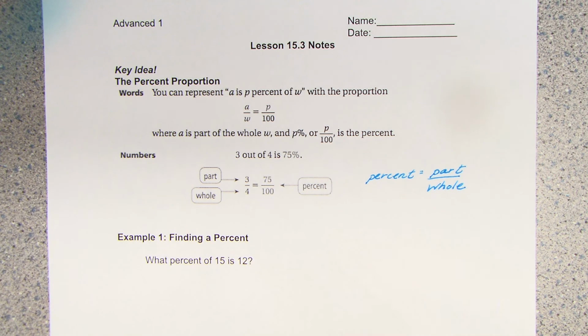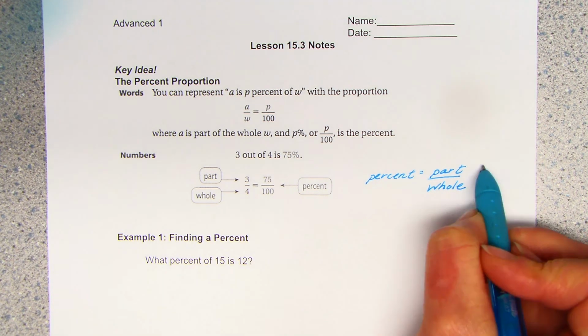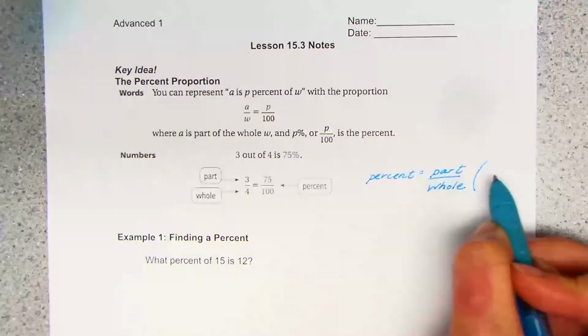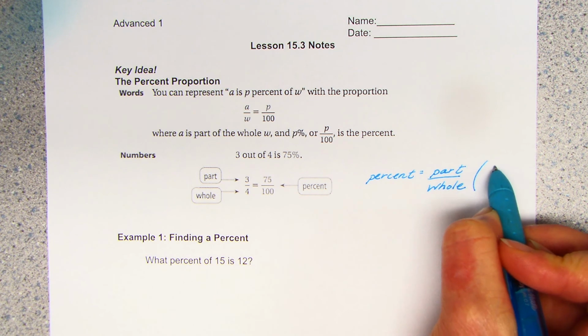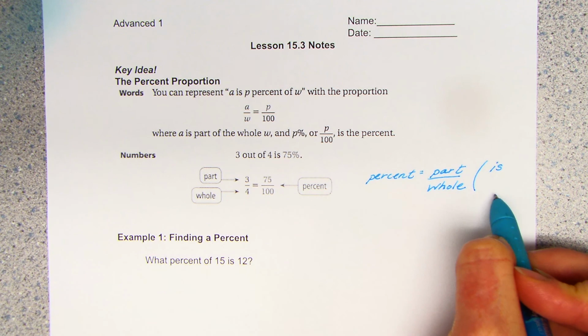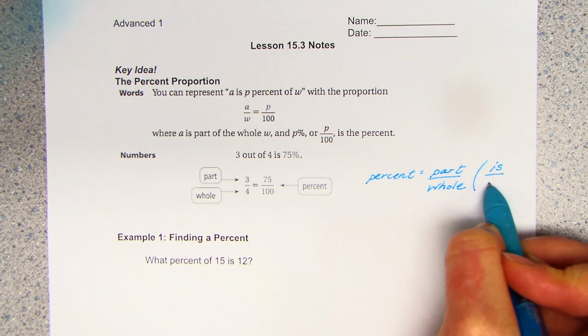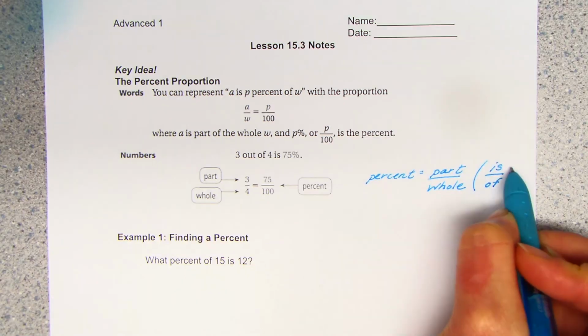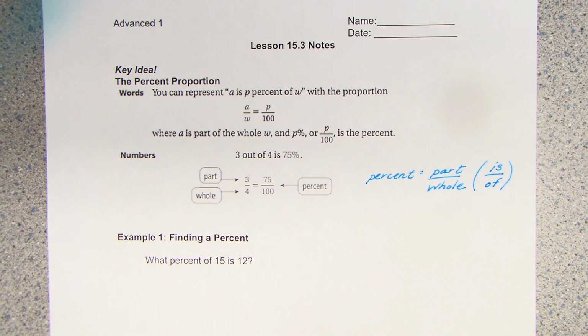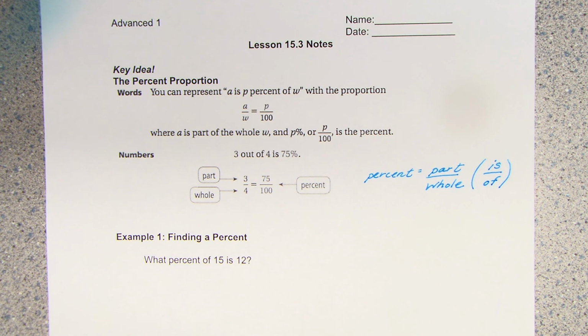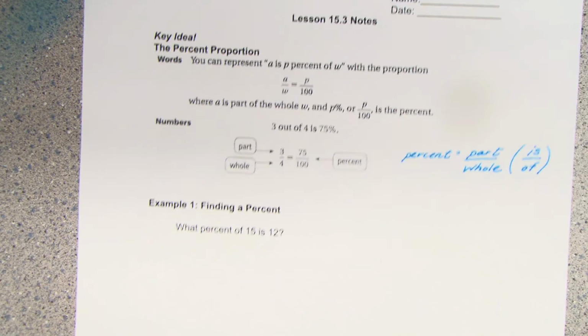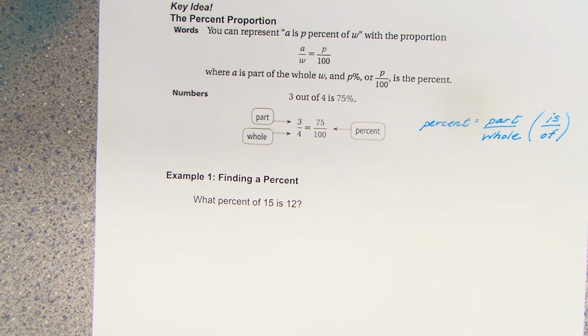And then I learned a really great trick from Miss Helen, where the part is going to be in a number sentence. The part would be closest to the "is," and the whole will be closest to the word "of." It's just a handy little trick to help you pick out which part is which and to make sure that you get your proportions set up correctly. All right, so let's look at how that works.